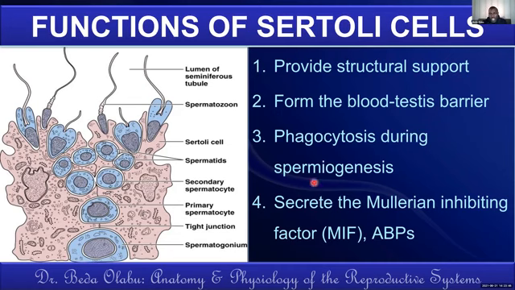Apart from anti-Müllerian hormone, Sertoli cells also produce androgen binding proteins. These are proteins in nature, of course, that bind androgens in the testis, hence ensuring high concentration of androgens in the testis. Remember, you need androgens in the testis so that they can help in the process of spermatogenesis.